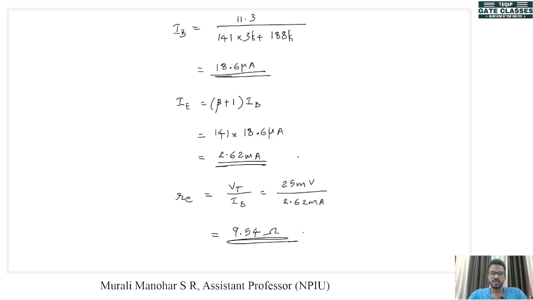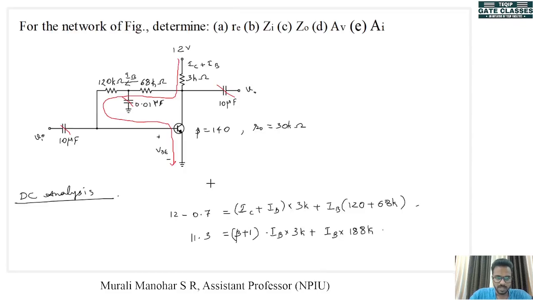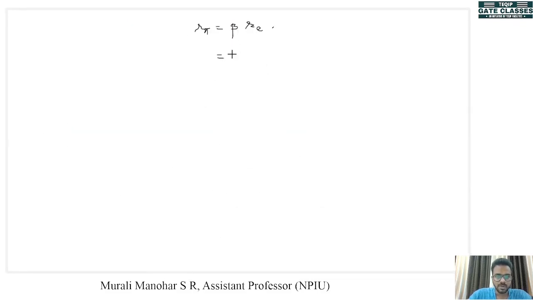Yesterday I had told you that it is better to go for the R pi model than the RE model in some of the cases. This is one of those cases. So if we want to find R pi from RE, we know that R pi is equal to beta times RE. So beta is 140 and RE is 9.54, so 140 into 9.54 ohms is equal to 1.34 kilo ohms. So this is the value of R pi. So now we can go for the AC analysis.